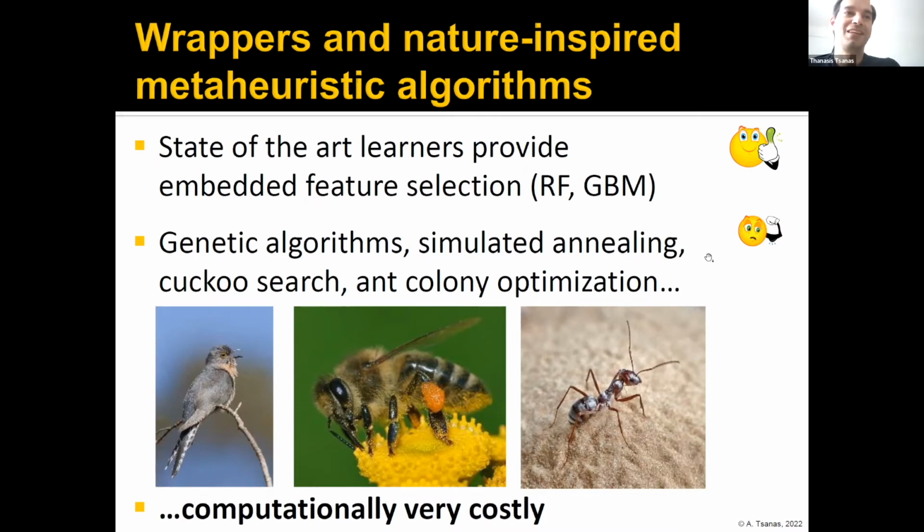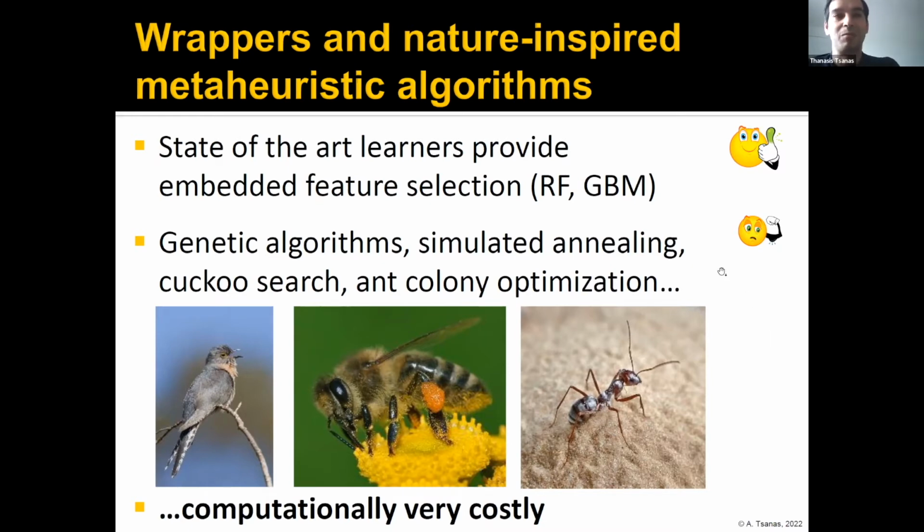And the idea is that you can try to think of what the ant or the cuckoo or the whale and so on might do in order to optimize something. And then basically we have formed it in algorithmic settings. Now, these are metaheuristics and they are computationally very costly.